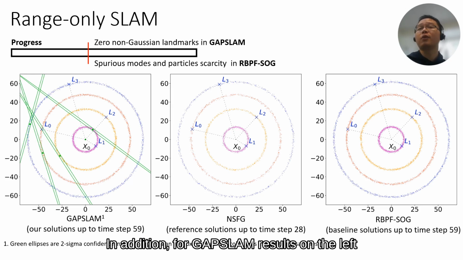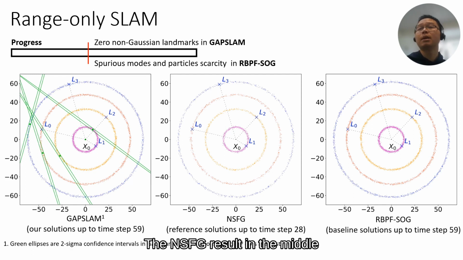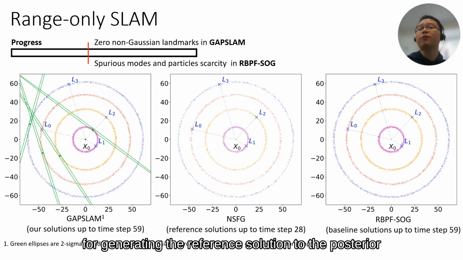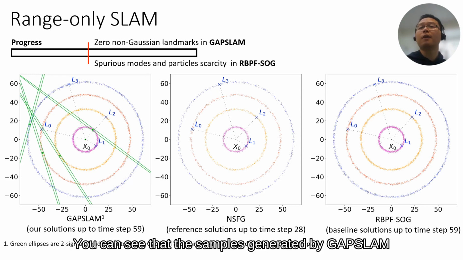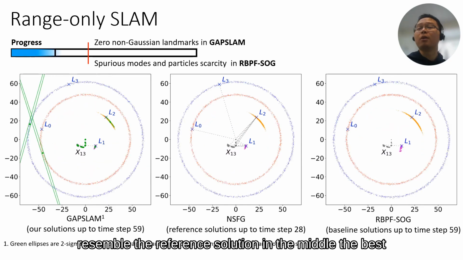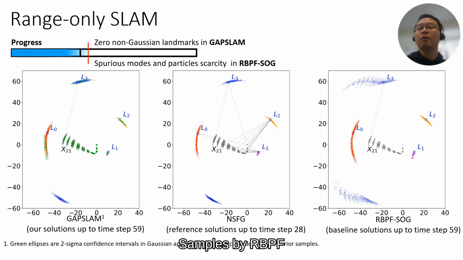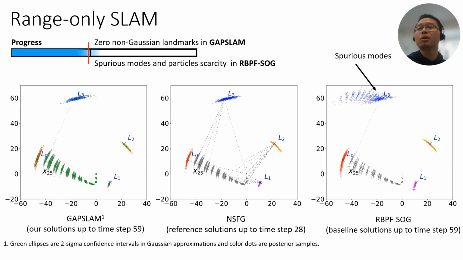In addition, for GAPSLAM results on the left, I'm also showing you confidence intervals of Gaussians as the green ellipses. The NSFG result in the middle is a pure Monte Carlo method for generating the reference solution to the posterior. The right-hand side is a competing method based on RBPF. You can see that the samples generated by GAPSLAM resemble the reference solution in the middle the best. Samples by RBPF mistakenly capture some spurious modes.